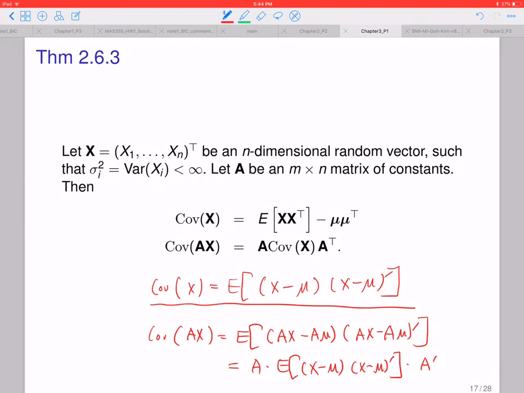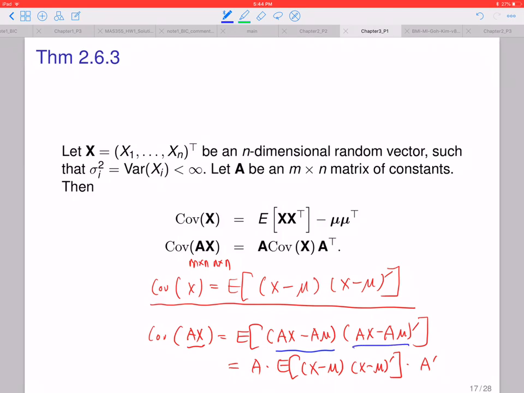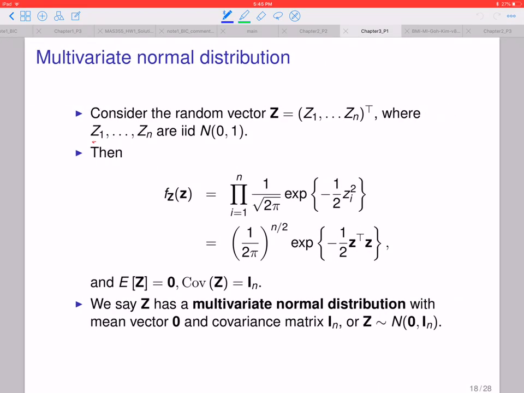So then if you have A times X, and A is a matrix of any dimension, where the dimension should match with the multiplication operation. Then using this definition, we have something like this, right? And then A can go outside, and on the right side it becomes A prime, transpose.